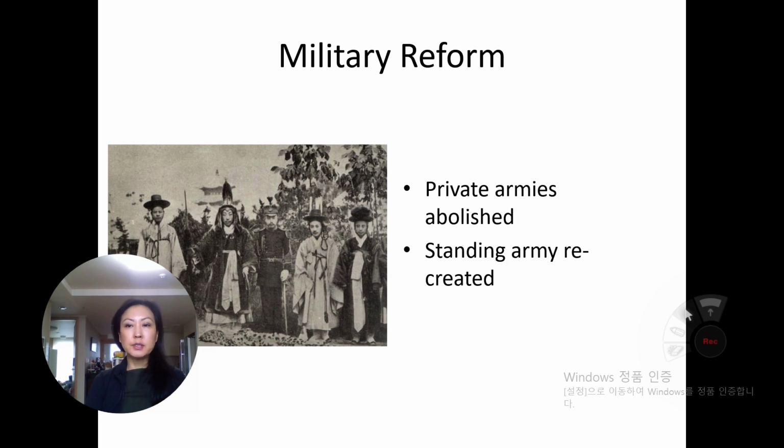And in terms of military reform, at the end of the Goryeo dynasty, there was a problem with local warlords, and they had their own private armies. And if they were opposed to the central government, then this would allow them to undermine the central government. So the Joseon dynasty abolished all private armies and they recreated a standing army that was countrywide and under the control of the central government.